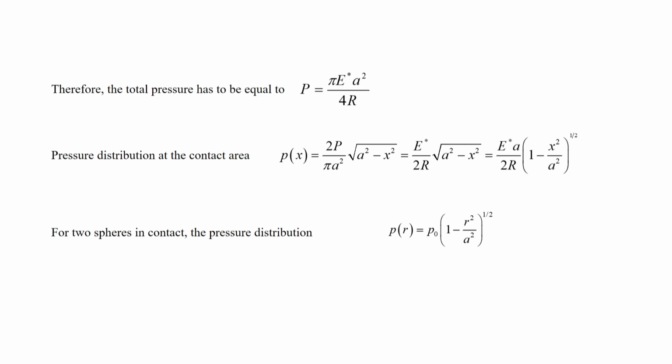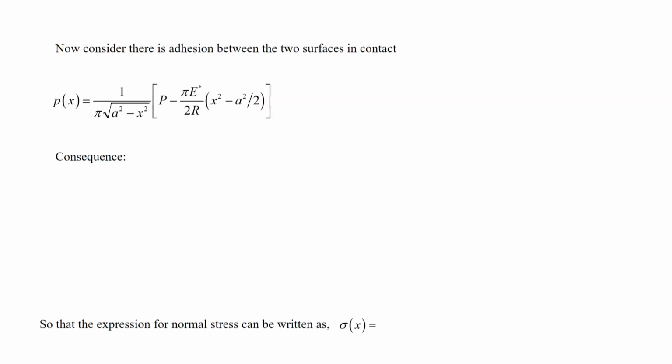Yeah, so here the same thing: the total pressure is like this, the pressure distribution in the contact area is like this, and for two spheres in contact there is also a pressure distribution like that. Here it is x because it is in 2 dimensions, and here it is 3 dimensions, so it is r, the spherical geometry. Now the question is, how do I consider the adhesion between the two surfaces?